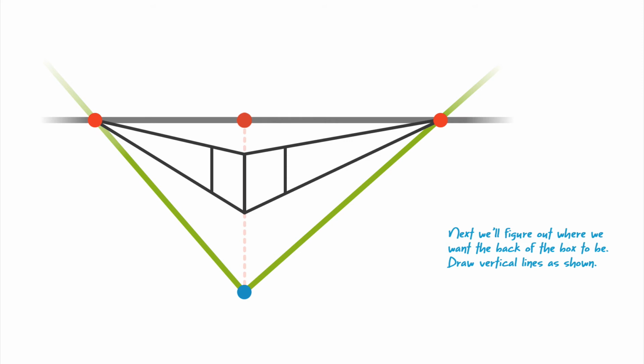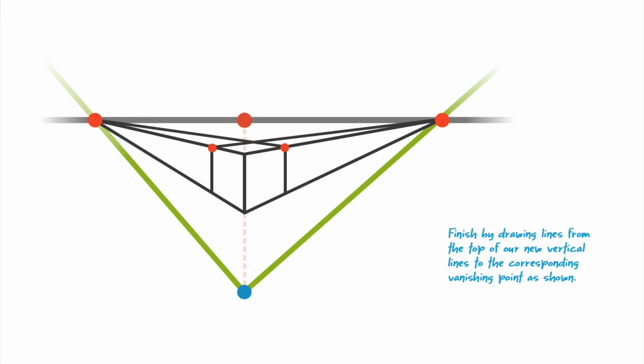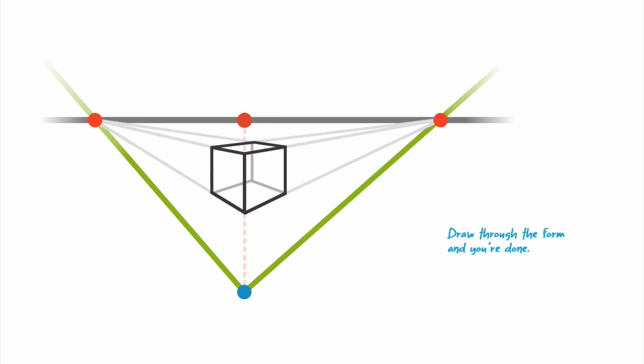Draw the top of the box by taking lines to each opposite vanishing point as shown. It's always a good idea to know where all of your planes are. That's why we draw through the form. Do the same from the bottom and you're done.